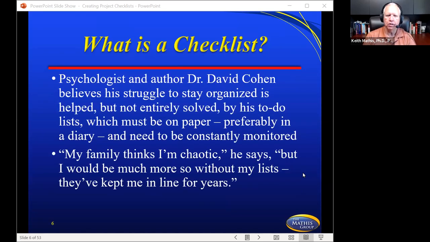Psychologist David Cohen believes that his struggle to stay organized is helped but not entirely solved by his to-do list. Now, he calls them a to-do list, but it's actually a checklist when you see it. He said he uses them in his diary, and that he is constantly monitoring that to see what he needs to do next. He said, my family thinks I'm chaotic, but I would be much more so without my list. They've kept me in line for years.